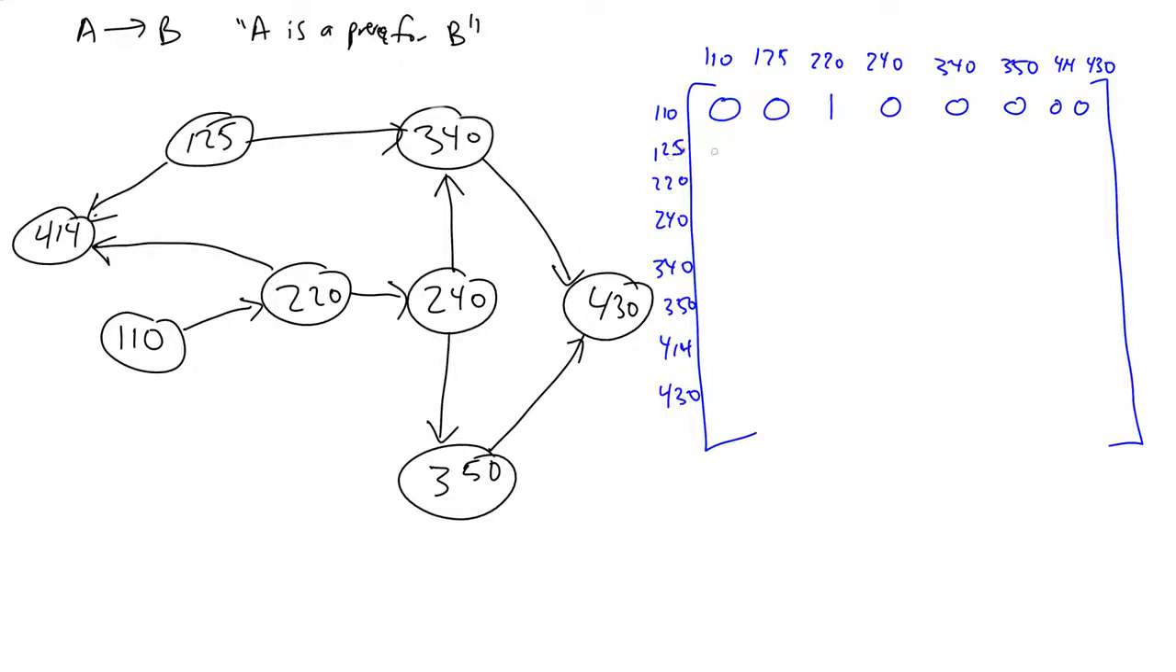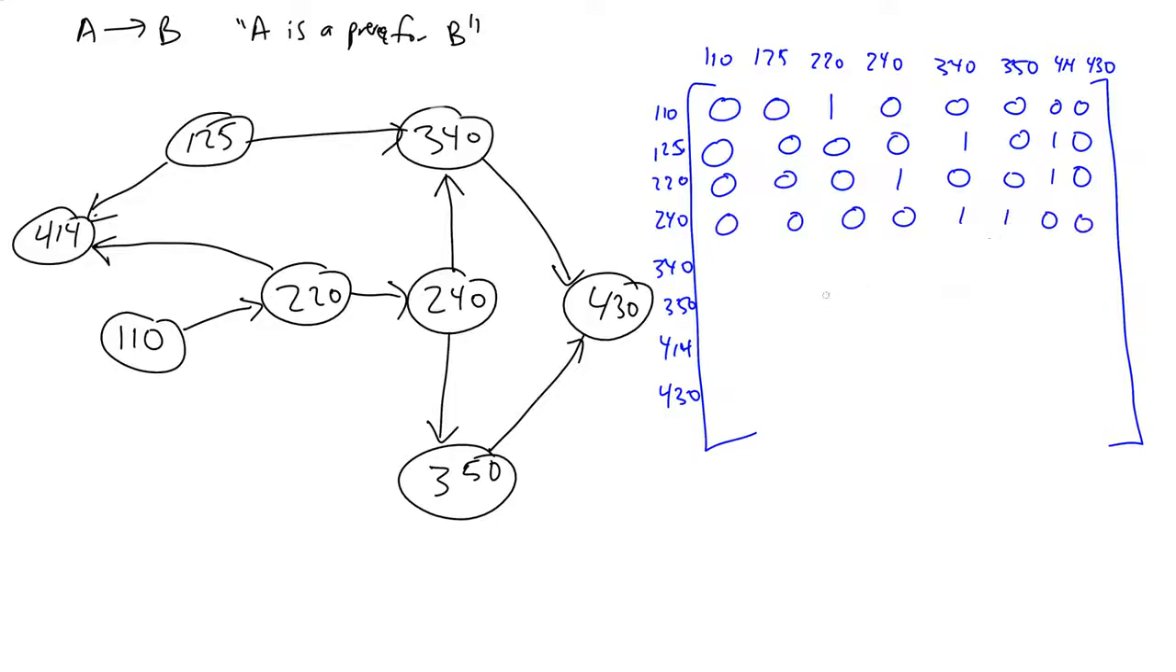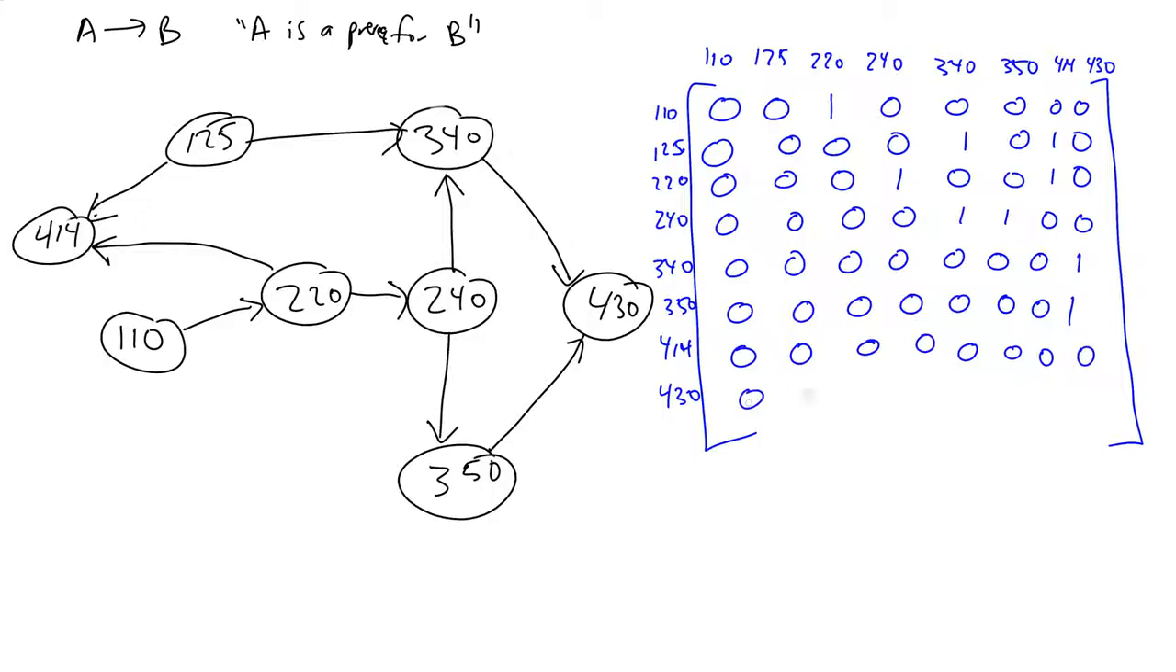So now 125 is going to be 0, 0, 0, 0, 1, 0, 1, 0. Make sure you see how I got that based on the graph there. Then this is going to be 0, 0, 0, 1, 0, 0, 1, 0, because 220 is required for 414 and for 240 and nothing else. 240 is going to be 0, 0, 0, 0, 1, 1, 0, 0. 340 is going to be 0, 0, 0, 0, 0, 0, 0, 1. 350 is also going to be 0, 0, 0, 0, 0, 0, 0, 1. 414 is going to be all zeros because it is not a prerequisite for anything. And 430 is also going to be all zeros because it is not a prerequisite for anything.